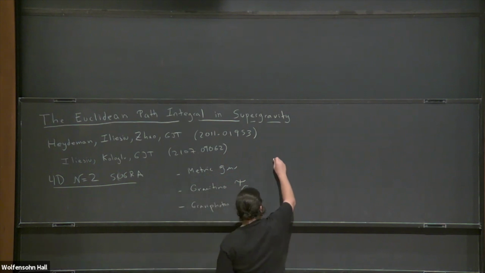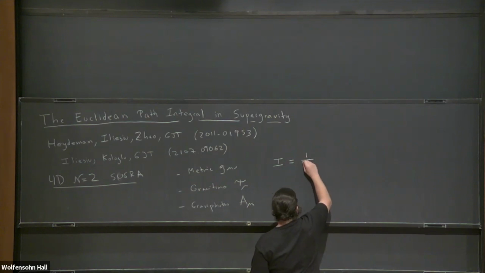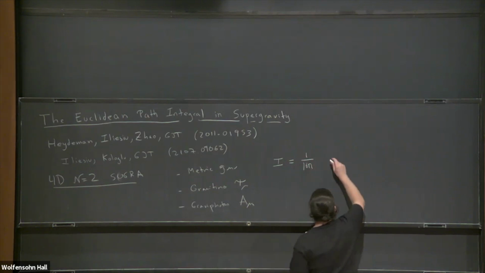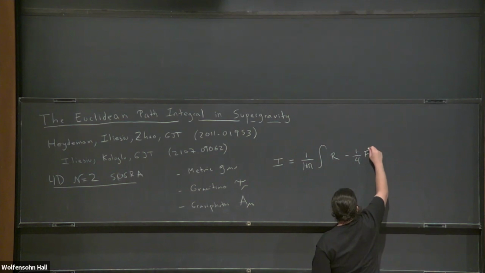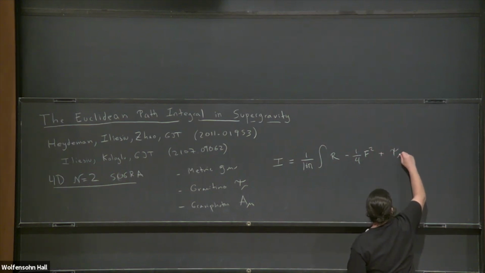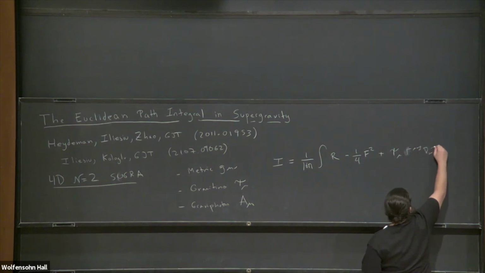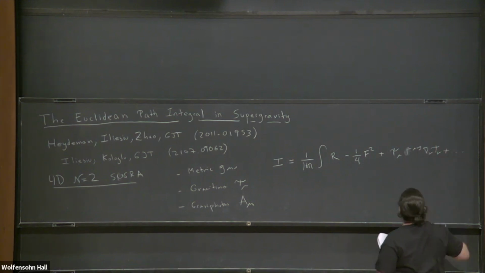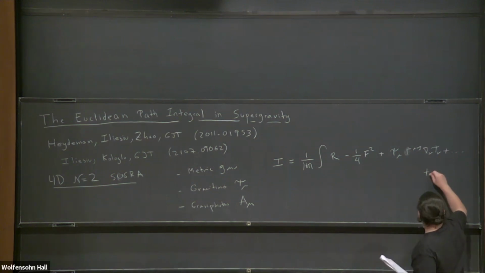And just to remind you, the action is, I will write the more important part, for what I say later. It is the Einstein-Hilbert term with a Maxwell term, and then a kinetic term for the gravitino. And then there are interactions between these fields fixed by supersymmetry, and then possibly plus matter.